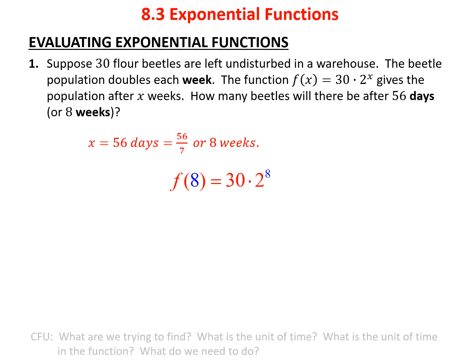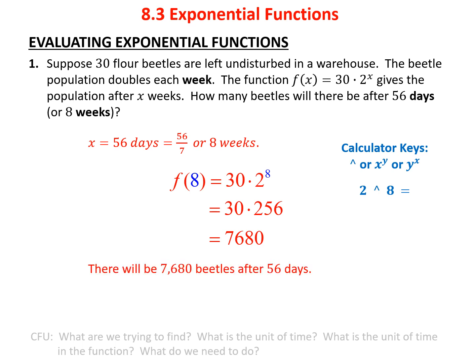Now how do we find this? Well, you could just go 2 times 2 times 2 times 2 times 2, 8 times, but exponential functions is one of the places that our calculators come in handy. Most of your scientific calculators are going to have your exponent keys either going to be the caret symbol or maybe x to the y or y to the x. In this case, I'm going to type in 2 and then push the caret button or the other function, 8 and equal, and I'm going to find out that 2 to the 8th power is 256. Now I multiply that out and I get 7,680. As a result, I can conclude that after 56 days or 8 weeks, there will be 7,680 beetles in the warehouse.